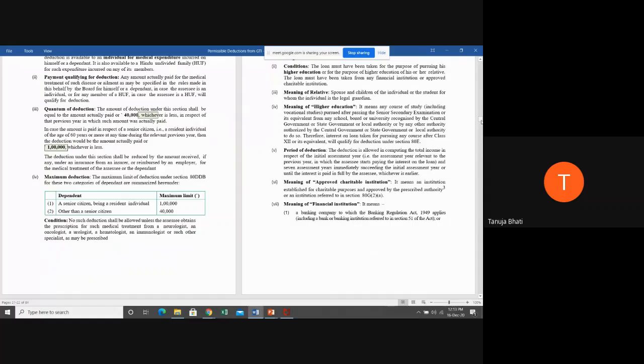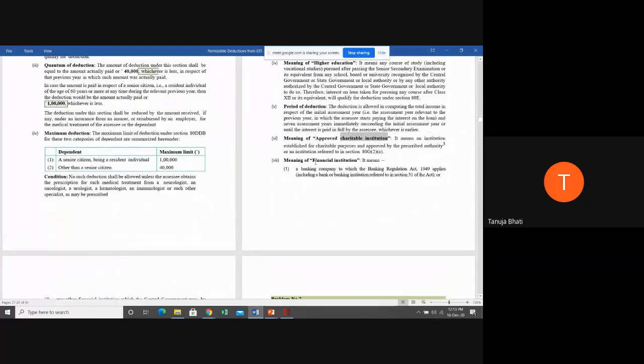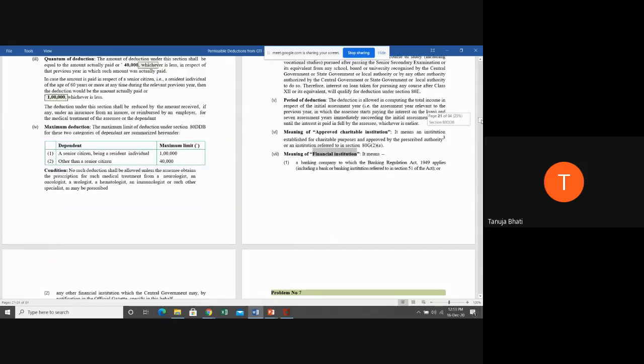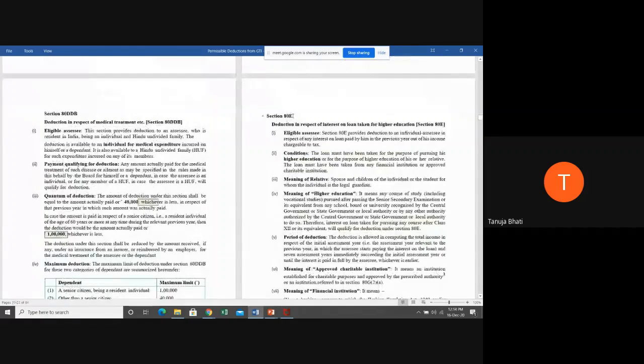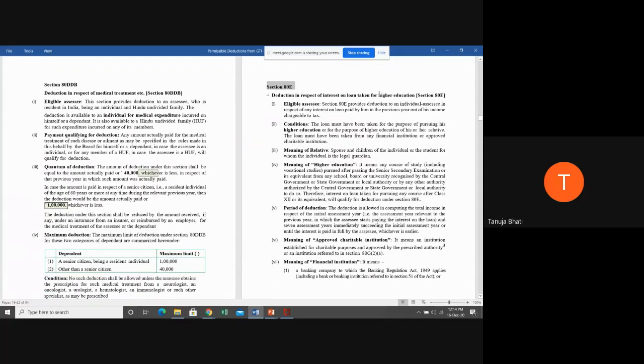Is this clear? Now, next thing that you need to know is, they have just told you the definition of charitable institution, definition of financial institution, which is not that important. So remember students, under section 80E, you will get a deduction of whatever interest you are paying on the loan that you have taken for higher education, for yourself, for your spouse, for your children. Or suppose if the student doesn't have anyone, the legal guardian can claim deduction under this section for paying the interest on the loan taken for higher education. Here you just need to know what is higher education, what is the meaning of financial institution, etc.